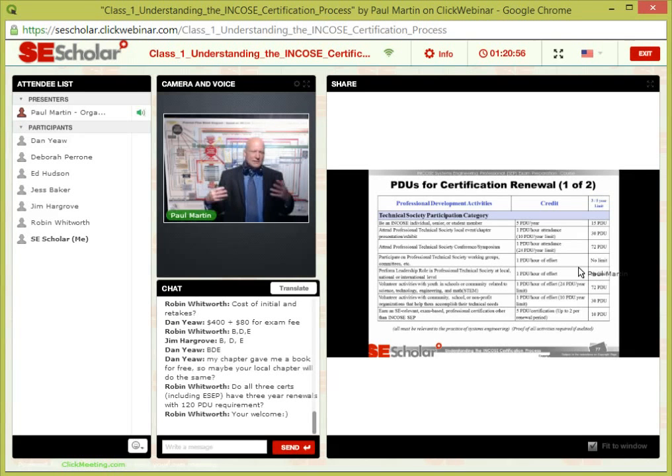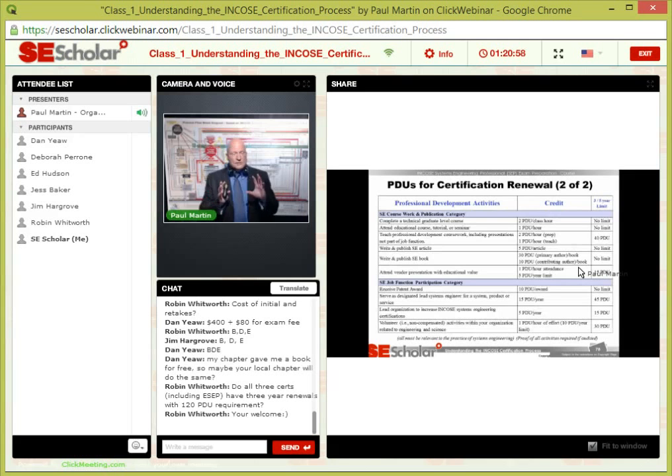It's interesting in this second one, you go to the symposium, you can get a good 40 or 30 credit hours for that because it's an all-week event. And it doesn't have to be in INCOSE. If you go to a PMI type thing or an IEEE conference, all those are legitimate. They just want to see that you are increasing your professional development.